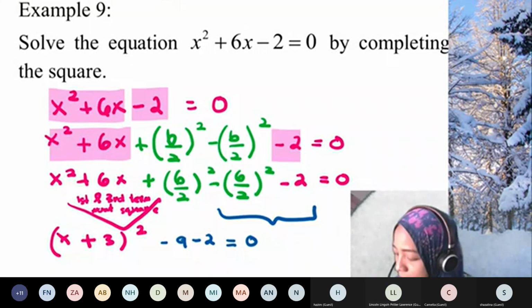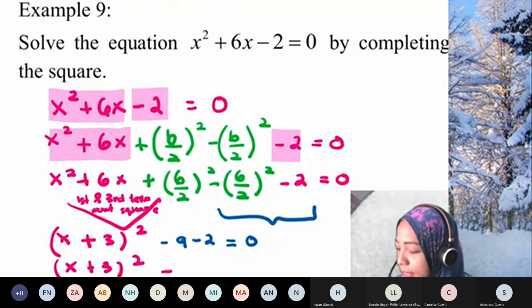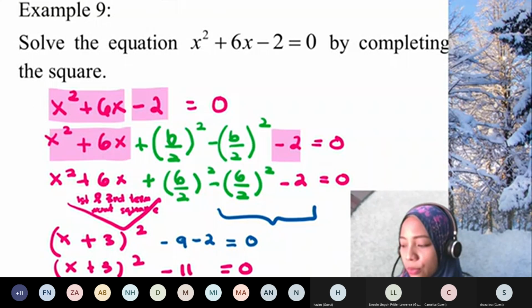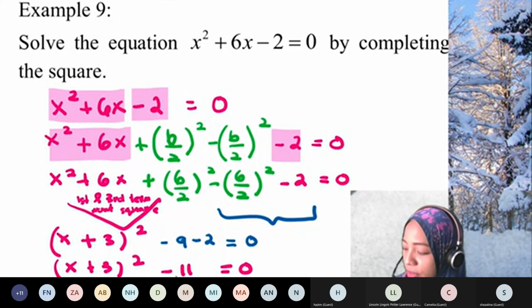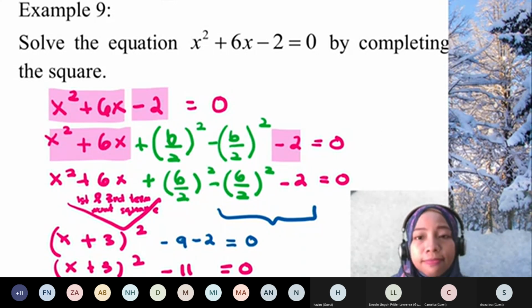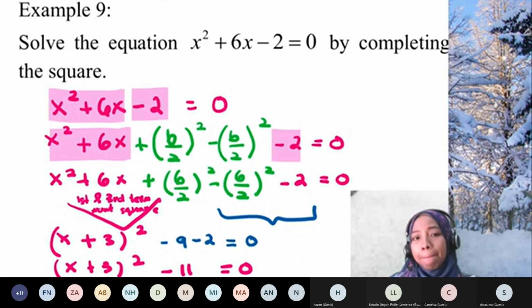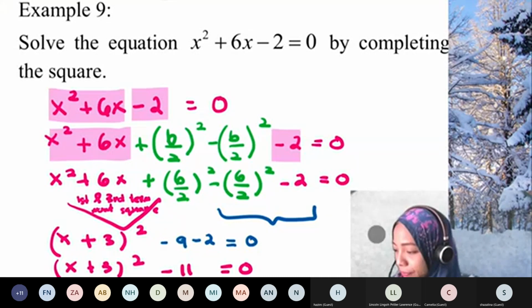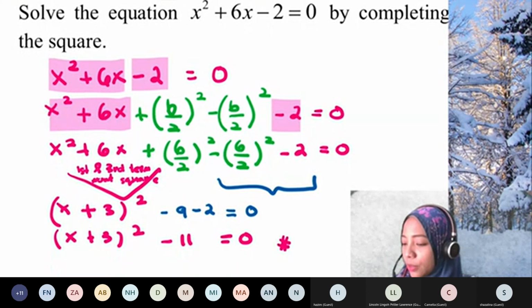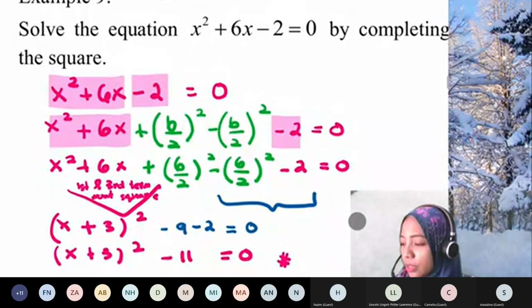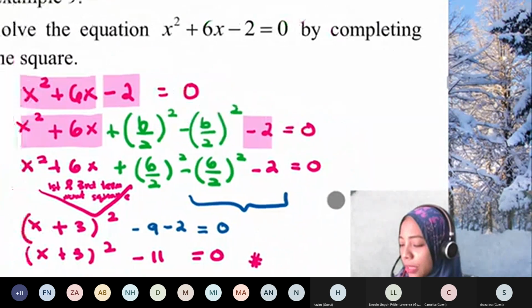Okay, so now your answer is (x plus 3) square minus 11 equals to 0. So this is in the form of a(x minus h) square plus k. Okay, what is your h, k? Your h, k adalah negative 3 and negative 11. So this is how you solve the equation by completing the square.